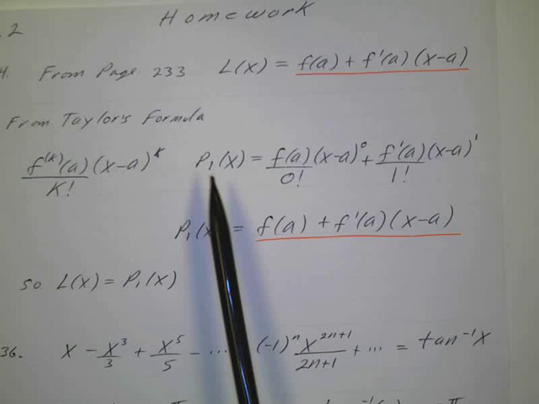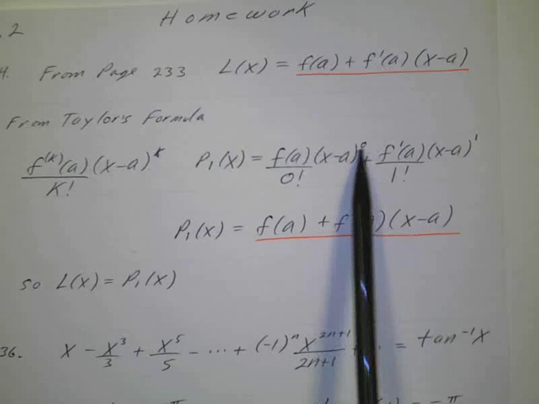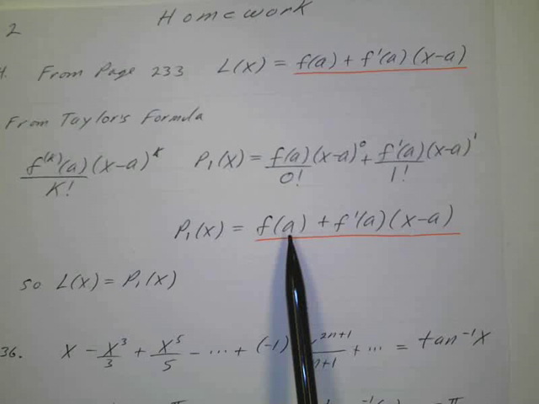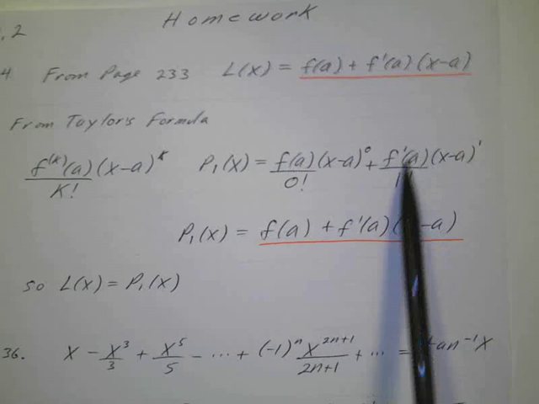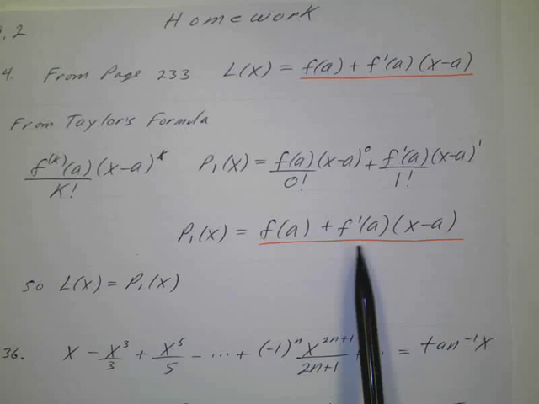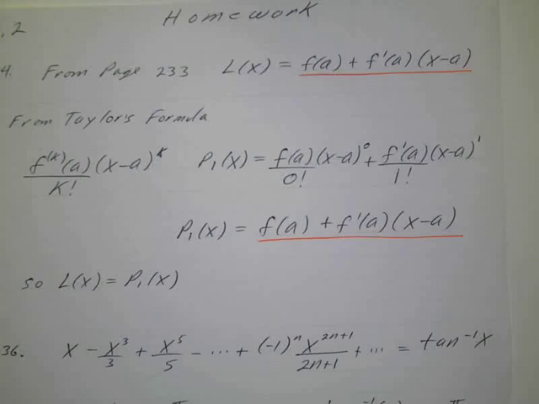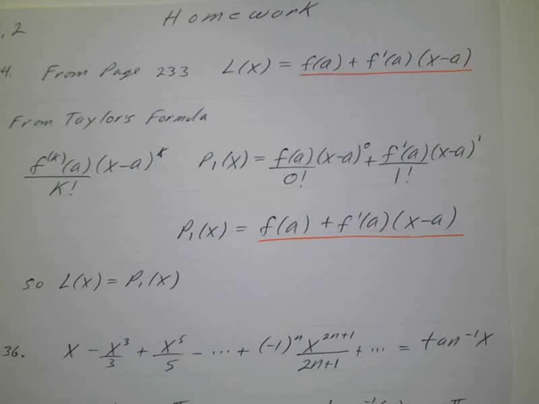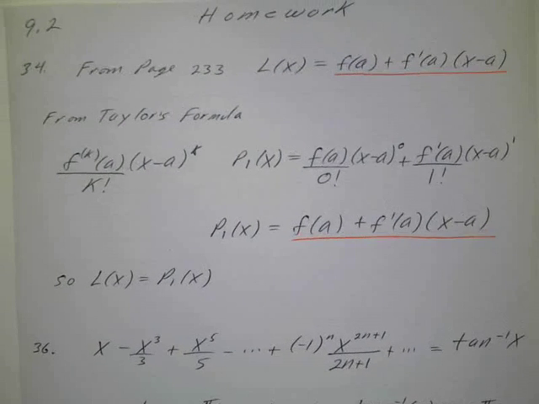If I just look at that first order polynomial and simplify it, anything to the 0 is 1, so that's going to be f of a. And 1 factorial is 1, so this is just f prime of a times x minus a. They're the same. So L of x equals the first degree Taylor expansion. Okay, so that's 34.